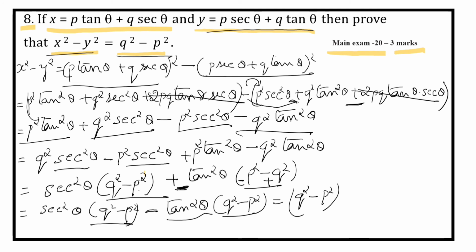What is secant square theta minus tan square theta? That is 1. According to the identity, 1 plus tan square theta is equal to secant square theta. So secant square theta minus tan square theta is equal to 1. That is equal to q square minus p square. This is RHS. Hence proved.